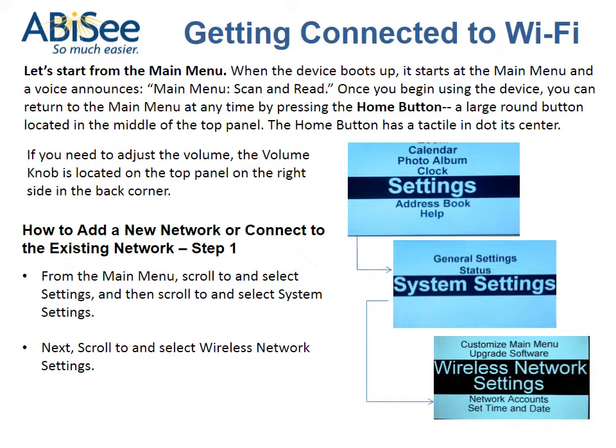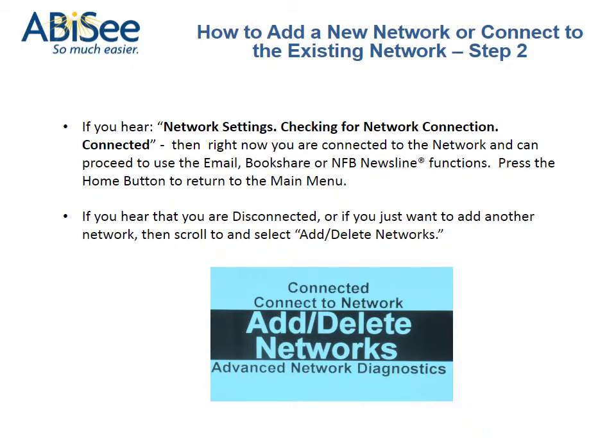How to add a new network or connect to the existing network. Step 1. From the main menu, scroll to and select Settings, and then scroll to and select System Settings. Next, scroll to and select Wireless Network Settings.